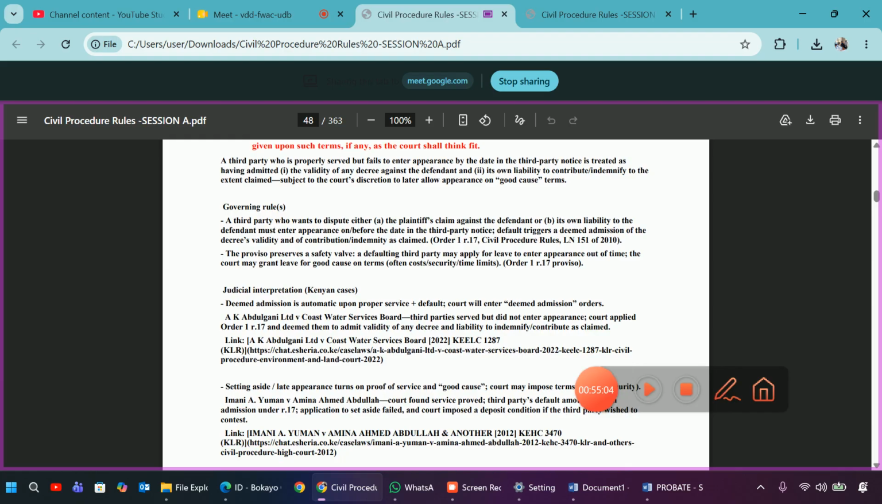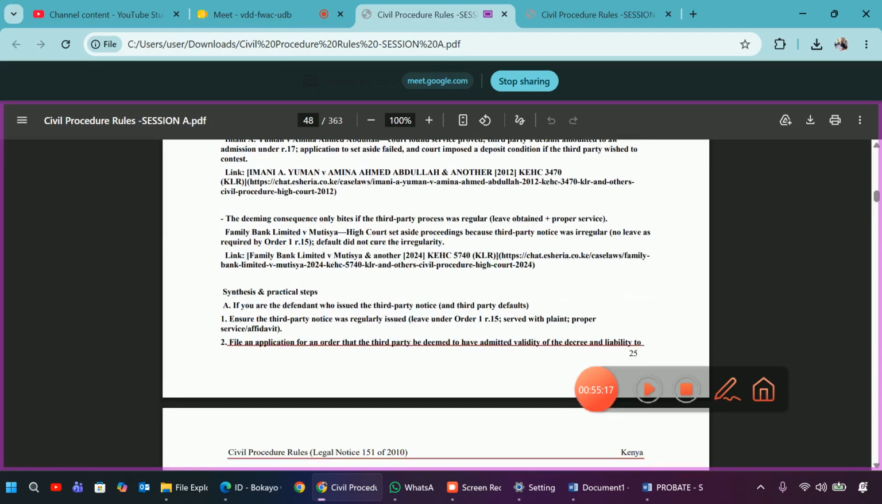Then key takeaways is that a third party who wants to dispute 1, the plaintiff's claim against the defendant, or 2, its own liability, they should do so before the date that is indicated there. So that is a reiteration.